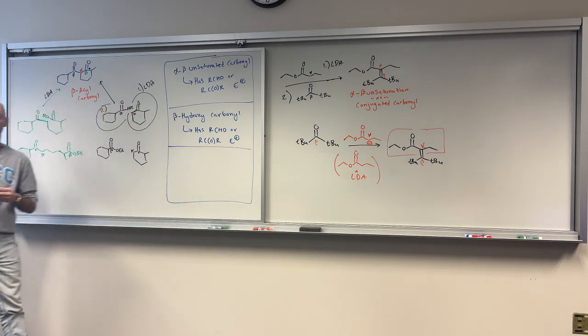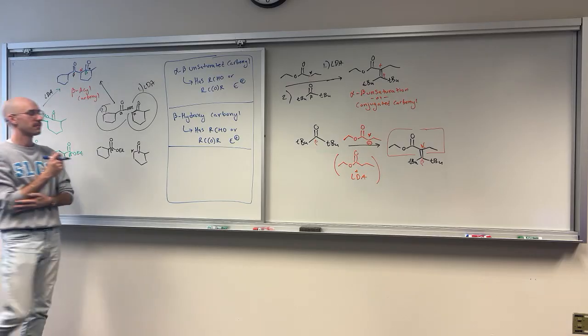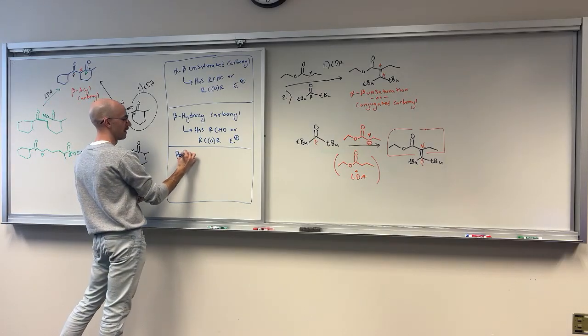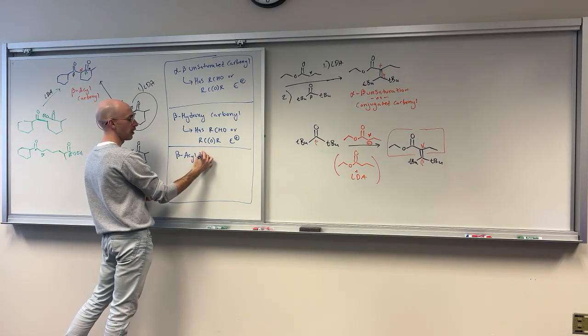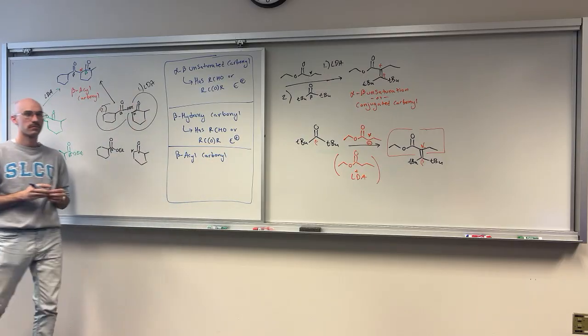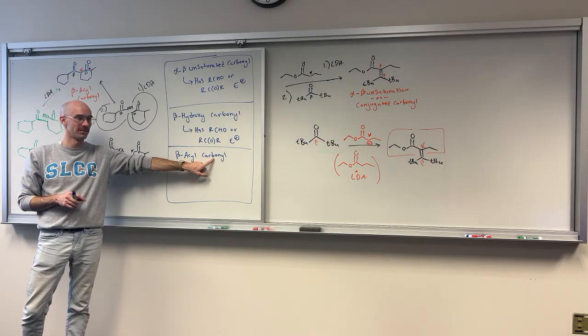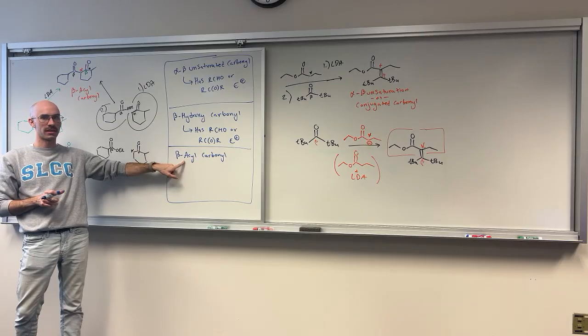What's the last one? Beta acyl carbonyl. What does that mean? Acyl means what? Not carbon group. Carbonyl group. Acyl means carbonyl group. So what we're saying is, relative to a carbonyl, there's a carbonyl at the beta position.